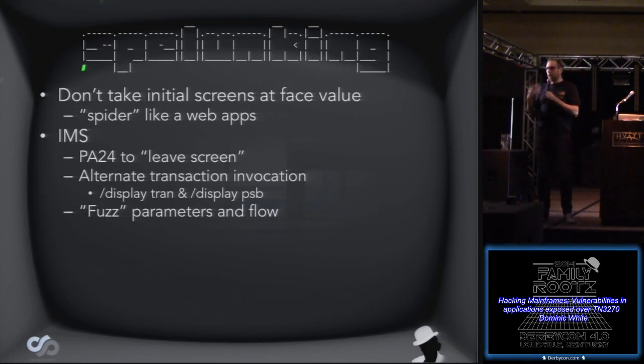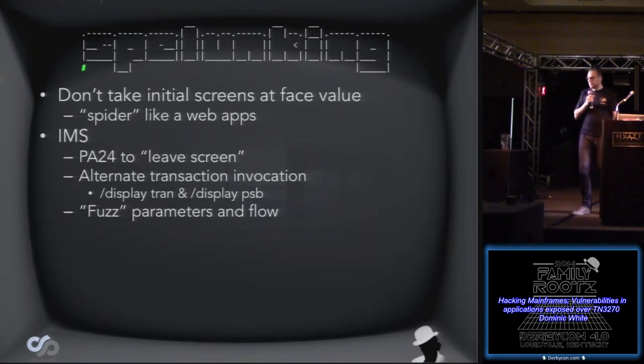So in IMS, you'll invoke a transaction by typing it. So let's say there's an application called app. So I'd type app, and then it would present me with a logon screen or something. So if you display tran app, it will show you a bunch of things called PSBs. No idea what that stands for. If you then look at the PSBs, it will show you alternate transaction names associated to those. So I found an application where I could just invoke it through something else, and I bypassed the logon screen. So I never needed to log on. It's a really stupid thing, but if you just mess around and look for it, you'll find these kinds of bugs.